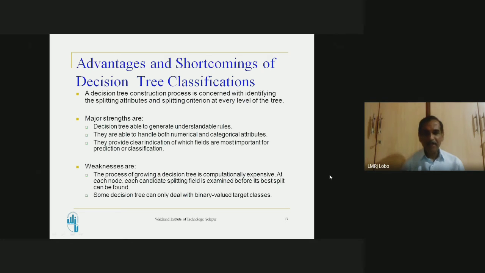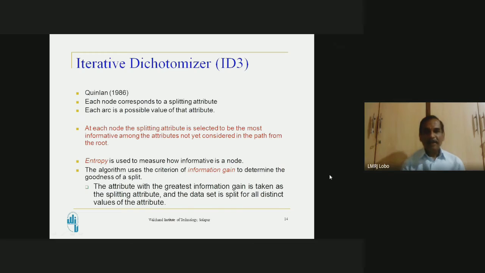And some decision trees can only deal with binary value target classes. The ID3, or the Iterative Dichotomiser developed by Quinlan, where each node corresponds to a splitting attribute, has become very popular while using decision trees. And each arc is a possible value of that attribute.